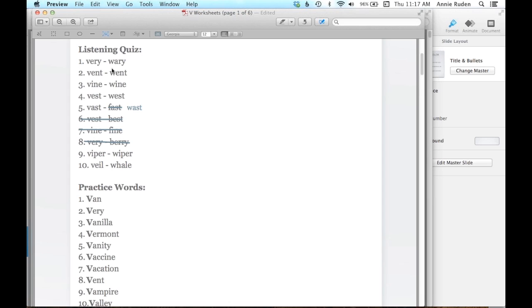So number one, I'm going to say one word, and you think to yourself which one I'm saying. And you could put it into the question box here. Okay, so number one: wary, wary, wary, wary. Okay, so that's the second one. The second one is wary.